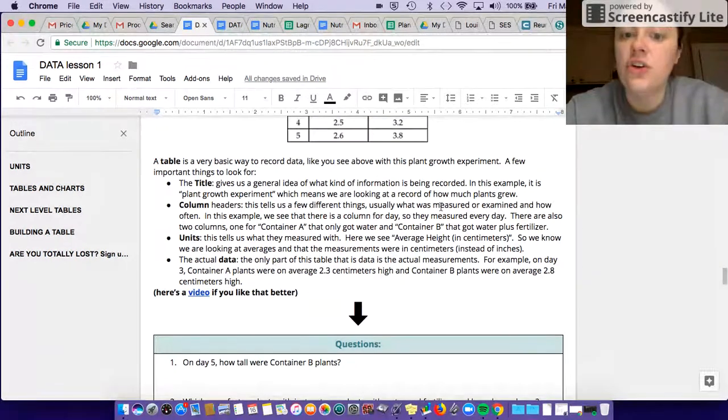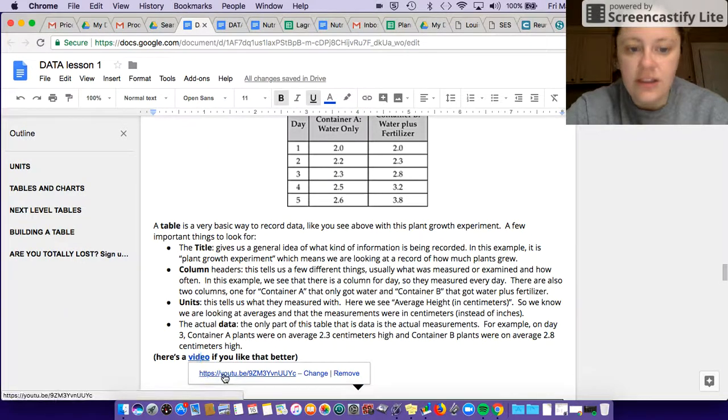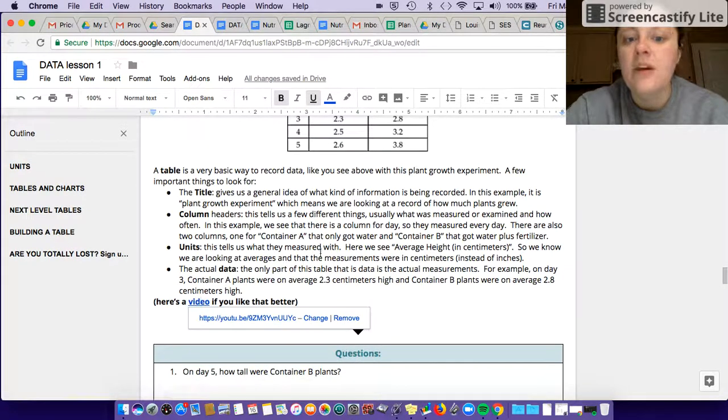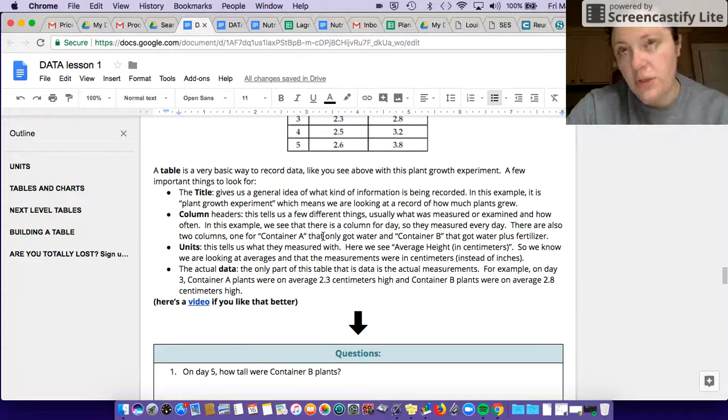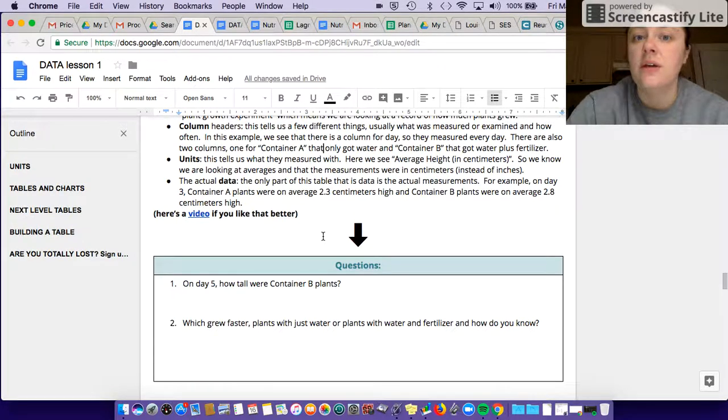This section here goes over all the parts of a table. What you should be looking for when you're looking at a table. If you're not the greatest reader, or you just find reading kind of tedious and you can't focus on it, well, I made a video that you'd click on here, this little blue link. That's essentially me just going over what's written here. If that's easier for you, you should do it that way.